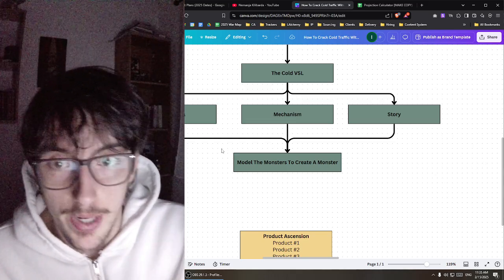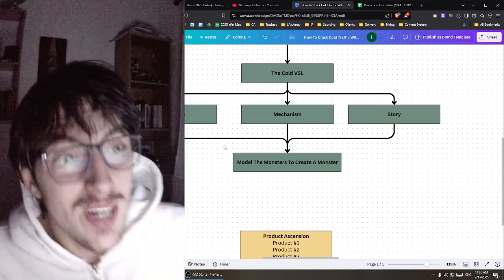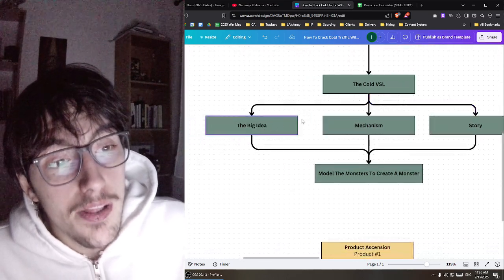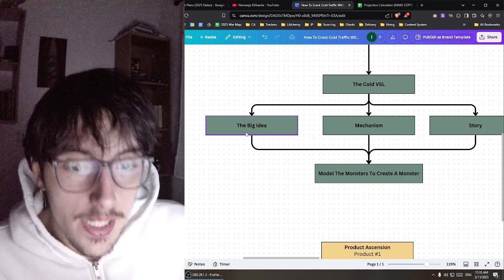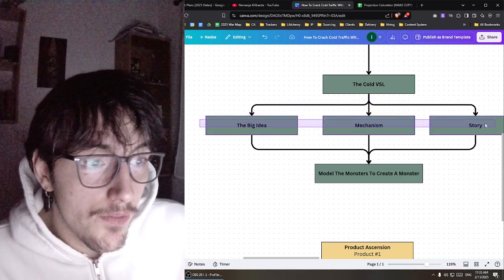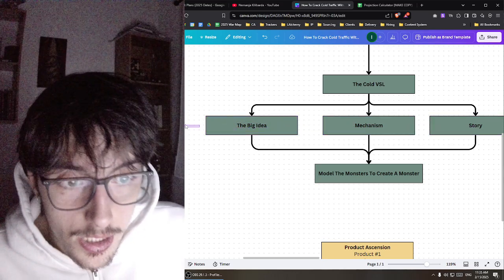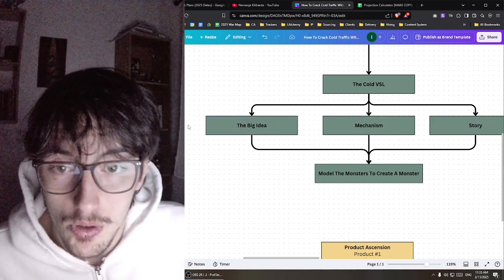You paste your story in here. You paste your mechanism in here. You explain it all at a kindergarten level of simplicity. It needs to be a 5th grade reading level. Everyone needs to be able to digest this. It needs to be stupid simple, like stupid simple.